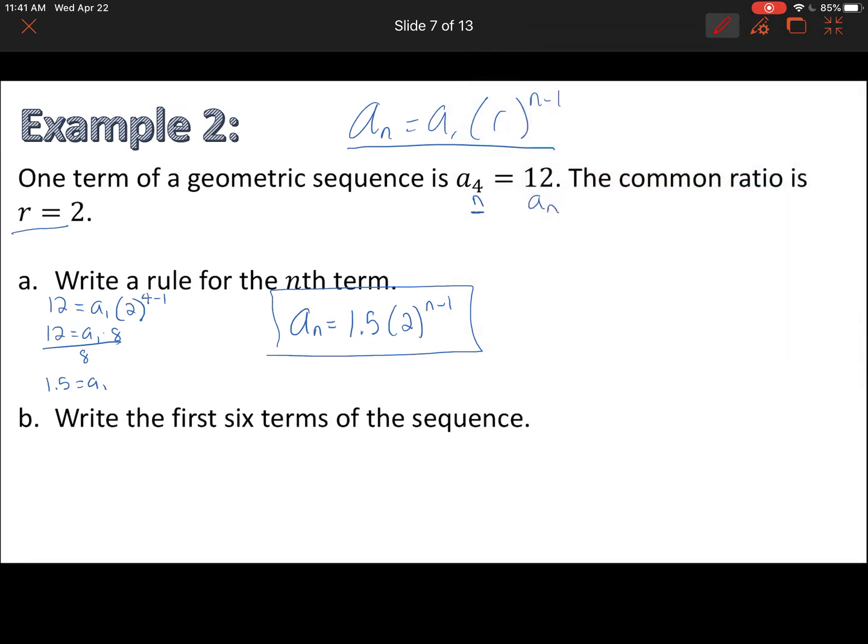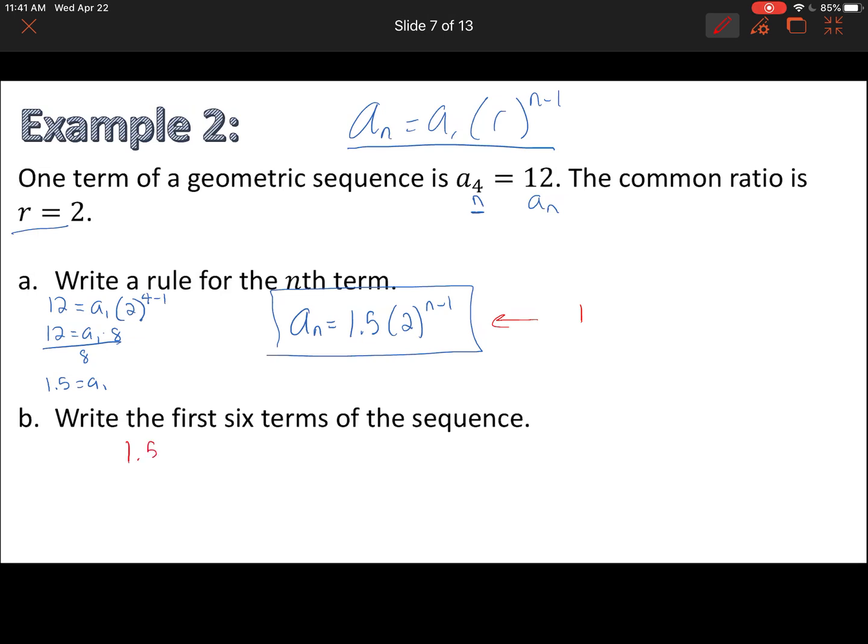It says to write the first 6 terms. You have a couple ways to do this. Every year I have students that do it, in my opinion, the longer way, which is they plug in, because now that you have this formula, you can just plug in a 1 and see what you get. Plug in a 2 and see what you get. You could do that for all 6.